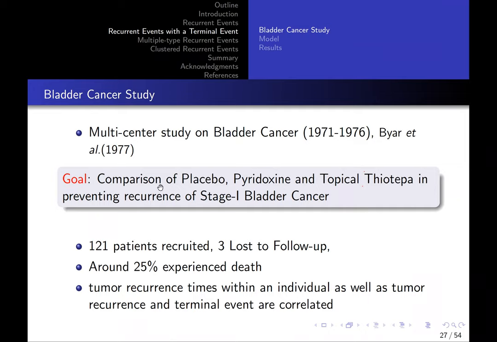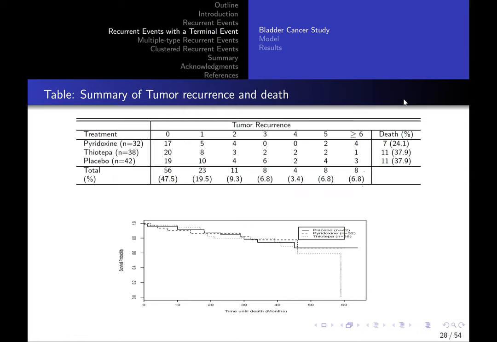So this was a study which has been published in 1977. It's a multi-center study on bladder cancer, which compares placebo, pyridoxine, thiotepa for recurrence in stage one, okay? So there were 121 patients, 25% experienced death. So I'm just going to give you an example here. This is the number of tumor recurrences by each group, okay? 24%, there are 11 of them died here, 11 died. So you can ignore the death.